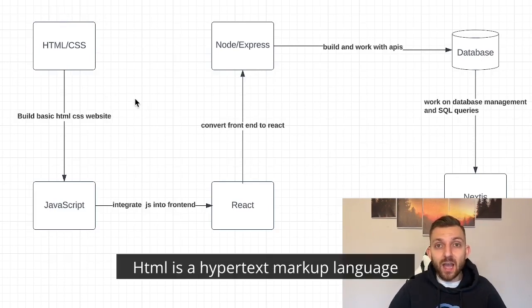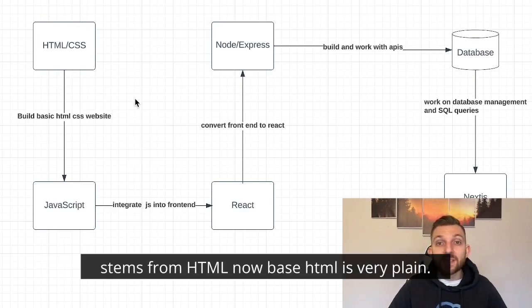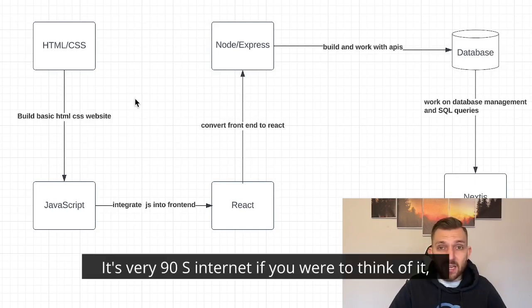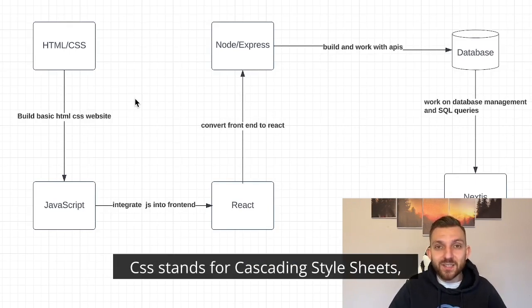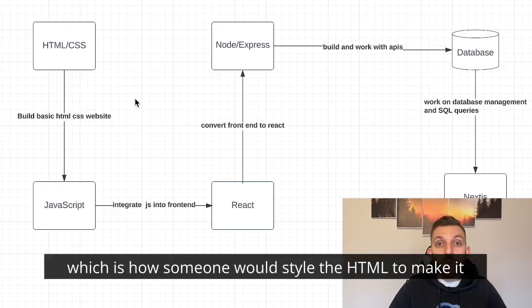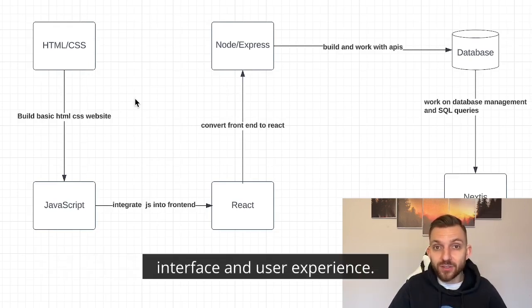HTML is hypertext markup language, which is essentially everything you see on a website stems from HTML. Now, base HTML is very plain. It's very 90s internet, if you were to think of it, which is where CSS comes in. CSS stands for cascading style sheets, which is how someone would style the HTML to make it more user-friendly and a better user interface and user experience.